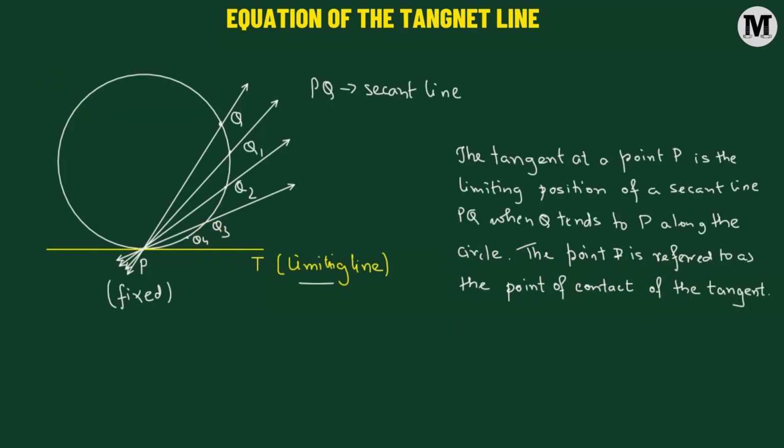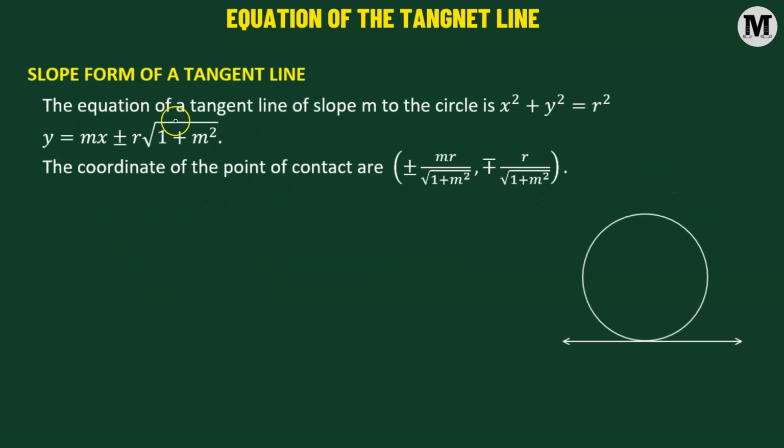So now that we have defined the tangent to a circle at a given point, the next task will be to define the equation of the tangent line. There are several ways to define the equations of a tangent line. That means the equation of a tangent line can have different forms. So we'll start with the first one, which is referred to as the slope form of the tangent line. Slope form of a tangent line.